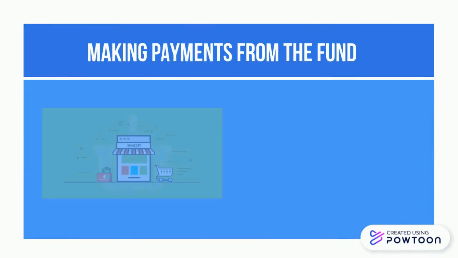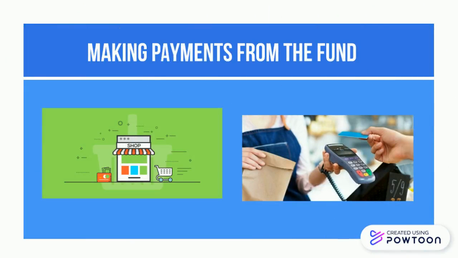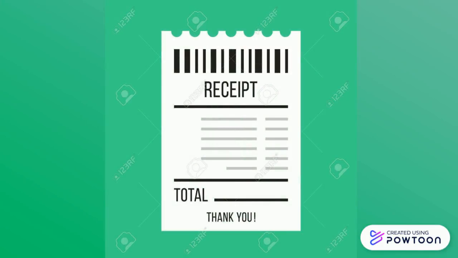The second step is making payments from the fund, so where the cash is being used for the minor expenditures. It is also very important that the custodian should collect receipts and authorizations for the petty cash fund used, as this will be important for documentations later on.